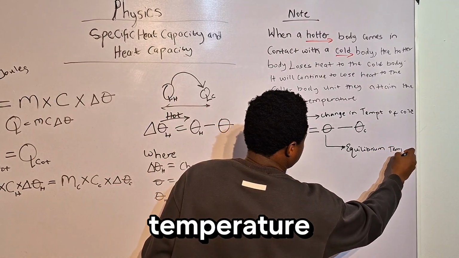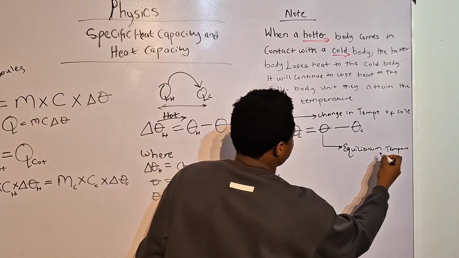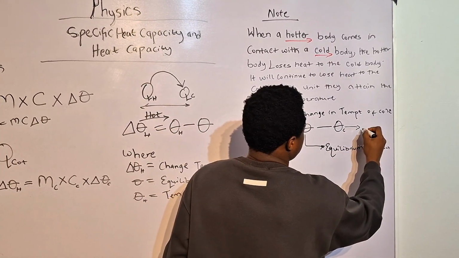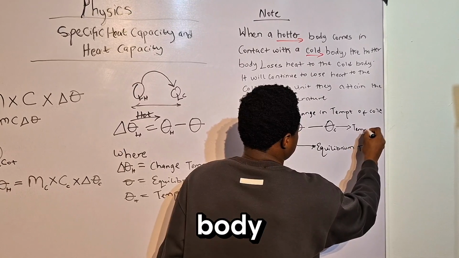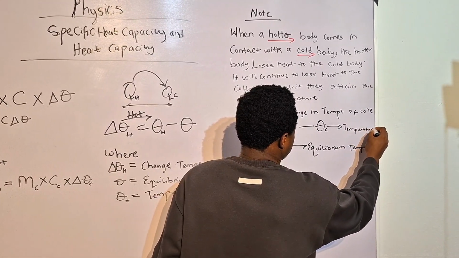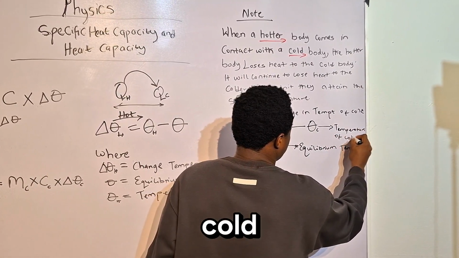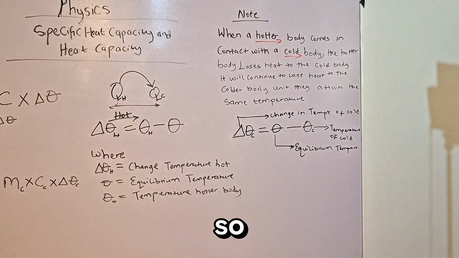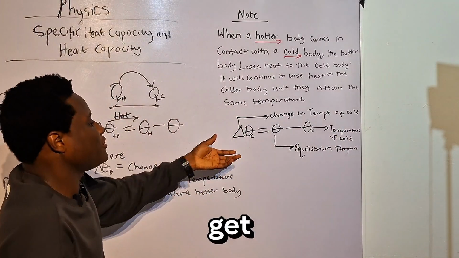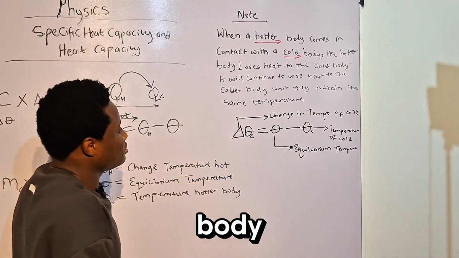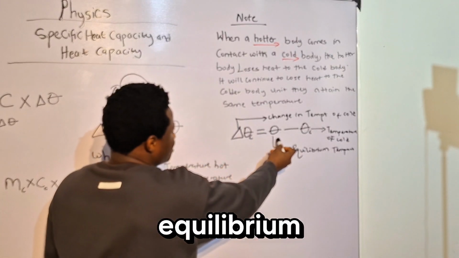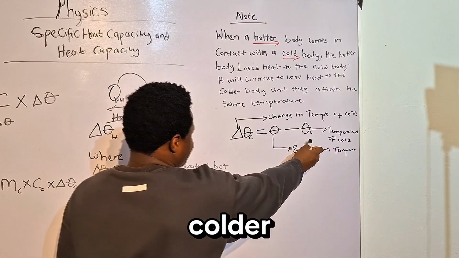equilibrium temperature, and this one is temperature of the colder body, of cold body. So you see, for us to get a change in temperature of the colder body, we would say change in temperature of the colder body equals equilibrium temperature minus the temperature of the colder body.